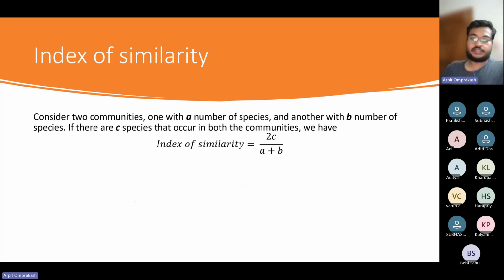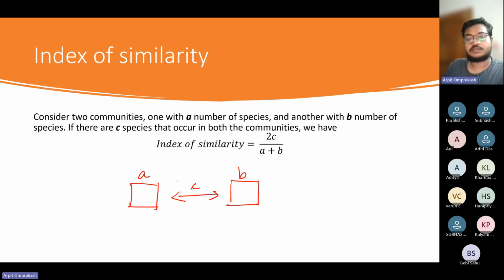Now let's say we have two communities. How do we compare both of them? To compare two communities, we can have something called an index of similarity. For example, let's say you have a community here and a community here, and here you have A number of species, here you have B number of species, and in between both these communities, C number of species is common. So the index of similarity is calculated as 2C by A plus B. 2C is basically all the common species divided by A plus B, which is the total number of species in both the communities combined.